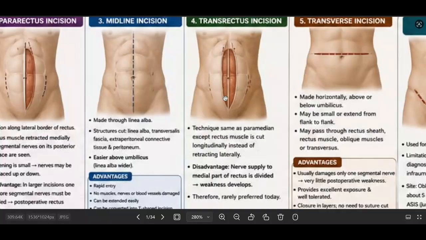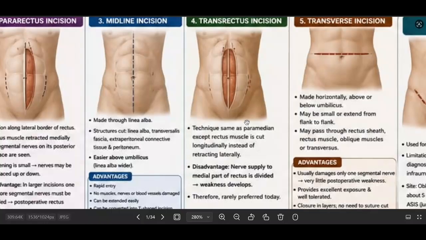As you can see, the rectus muscle is cut longitudinally and it is exposed here. Now the major disadvantage of this process is that the nerve supply to the medial part of the rectus is divided, and that leads to weakness, and therefore it is rarely preferred in today's practice.